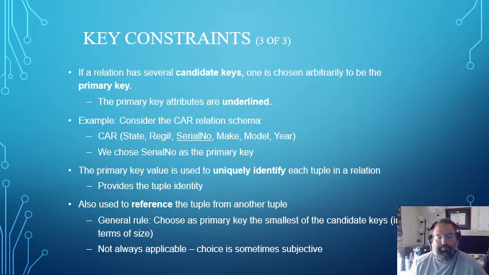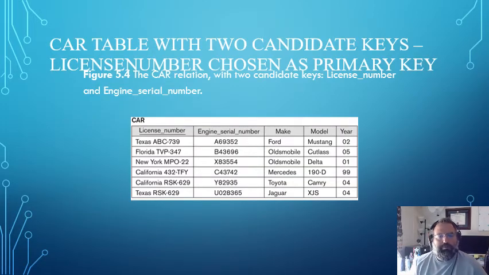General rule: choose a primary key that is the smallest of the candidate keys in terms of size. Not always applicable. The choice is sometimes subjective, and it may be whichever better defines the thing in a unique way. In the CAR table with two candidate keys, License number is chosen as the primary key. And you can see that it is underlined to indicate that it is now the primary key.